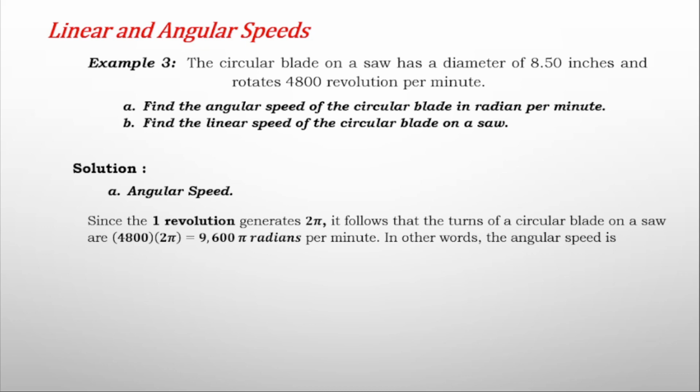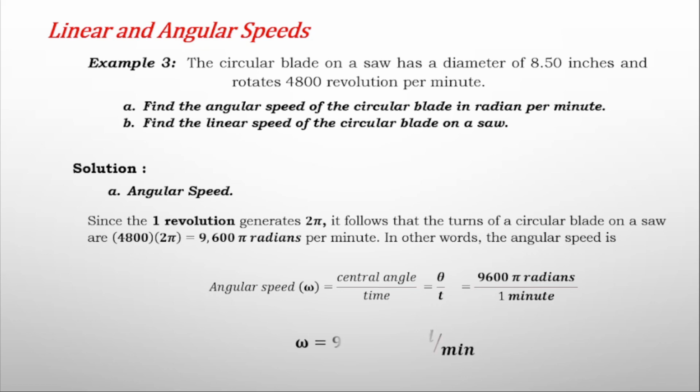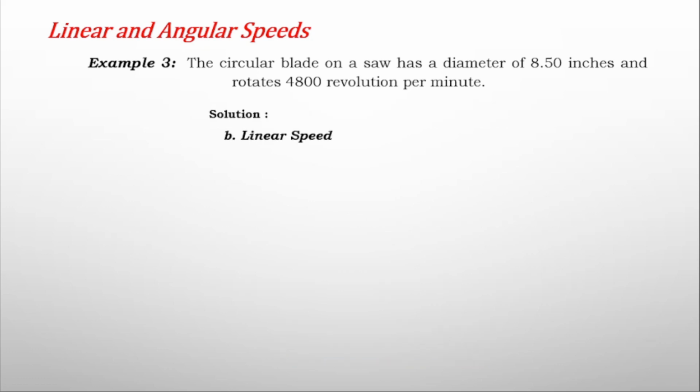In other words, the angular speed, we are going to use the formula central angle divided by time, or theta divided by t. So substituting now our angle, which is equal to 9,600 pi radians per minute, then we can say that the angular velocity is equal to 9,600 pi radian per minute.